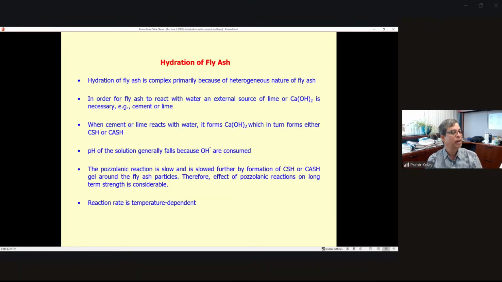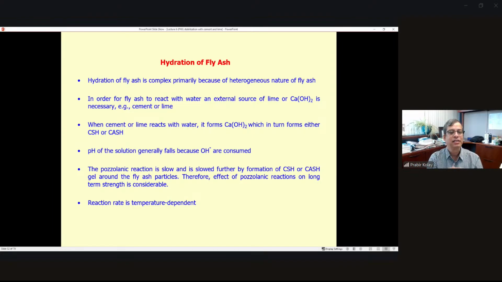So the hydration reaction is the same thing again. The reaction is slow, but it will increase in later stage. So again, when the cement or lime reacts with water, it forms calcium hydroxide, which turns into either calcium silicate hydrate or calcium aluminate hydrate. The reaction is temperature dependent. And again, you see the fly ash is very heterogeneous. So again, you need to characterize first what type of fly ash. It depends on what type of coal you use, degree of pulverization, temperature of the furnace, and the collection method.